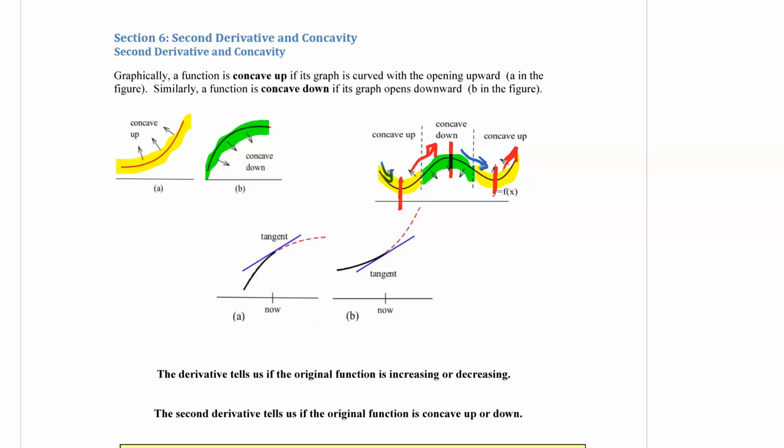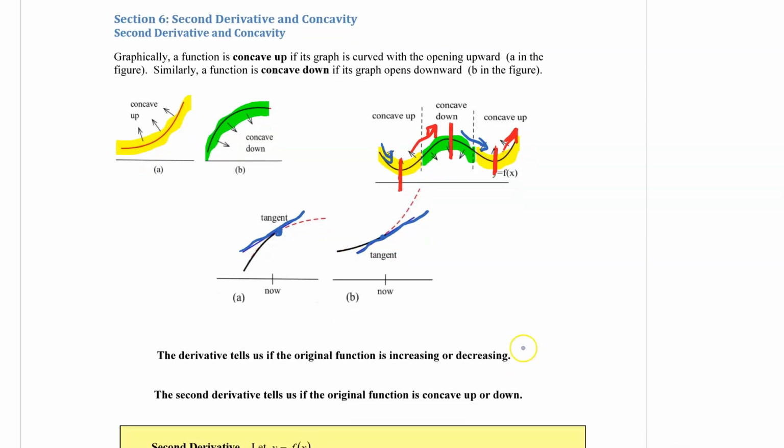Now we can't go any further with a problem unless we continue to look at the tangent. When you look at the tangent lines at these points, you're going to see that this one is concave downward, and right here it has a tangent, and when it's concave up, it's also a tangent. The derivative tells us the original function is increasing or decreasing, so this is your first derivative. And the second derivative tells us if the original function is concave up or down. So up here, my first derivative is telling me the red and blue, and my second derivative is telling me the yellow and green.